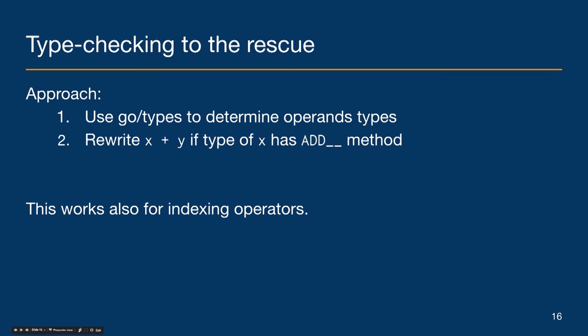Luckily, again, the standard library helps us out. We have a Go type checker, and we can simply invoke it, go/types in our case, on the syntax tree, and compute all the types for all of our operands. After that, in a second step, we can look at all the binary operations or indexing operations and see where the left operand has the right type that implements an add or an indexing operation, and then rewrite those.